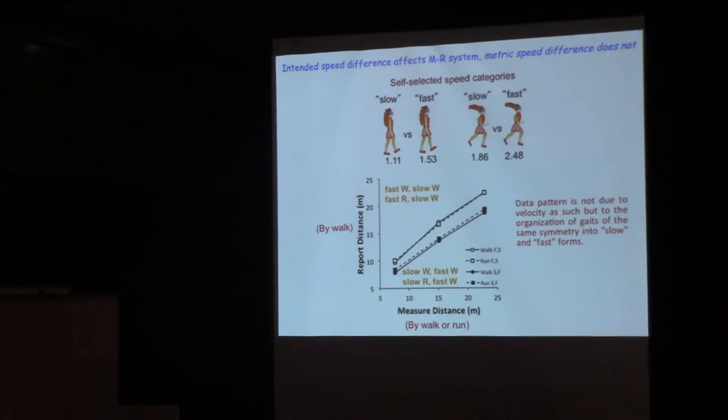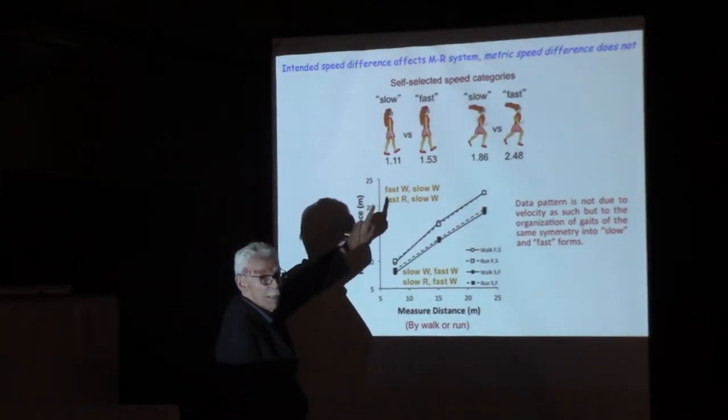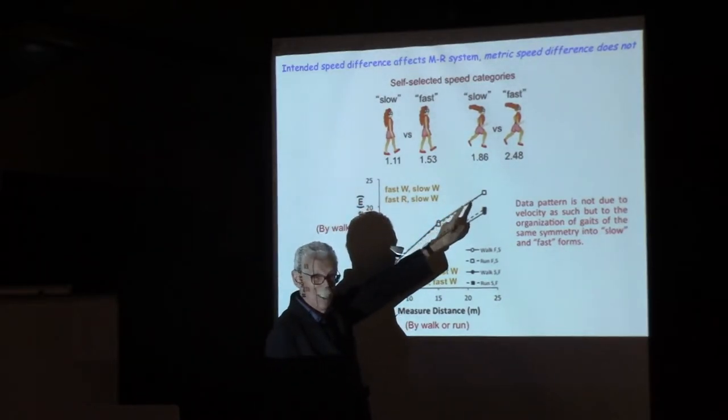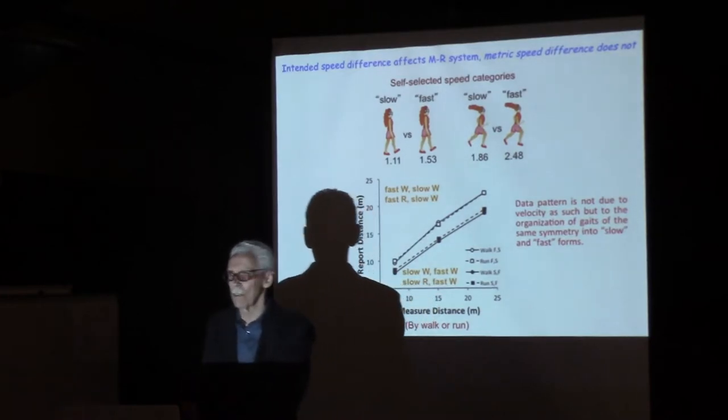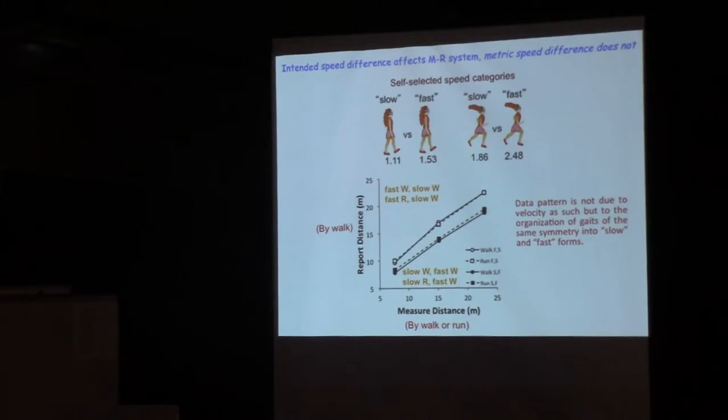So we're not looking strictly at quantities here, because they're rather odd, aren't they? This person here has been invited to move slowly, take a slow walk. This person here has been invited to take a slow run. Slow is just the qualifier. So it sticks them into a certain speed, which is considered by them to be fast or considered by them to be slow. And the consequence of this is to change the entire dynamics of the system. The data pattern is not due to velocity as such, but to the organization of gaits of the same symmetry into slow and fast forms.